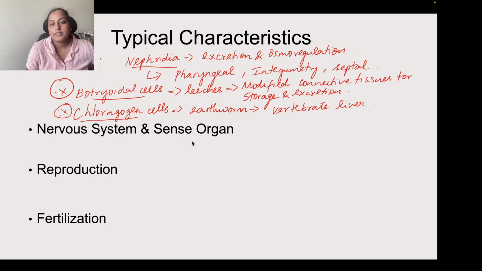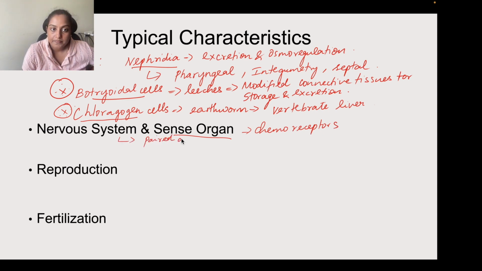Moving on to the nervous system and sense organ. Talking about sense organ, of course, they have chemoreceptors. And then they have paired ganglia. And if you look at their nerve cord, it will be like this. So I told you this paired ganglia, right? So you can see the nerve ring with the paired ganglia. So this is the nerve ring.